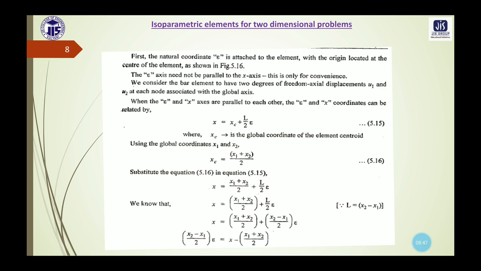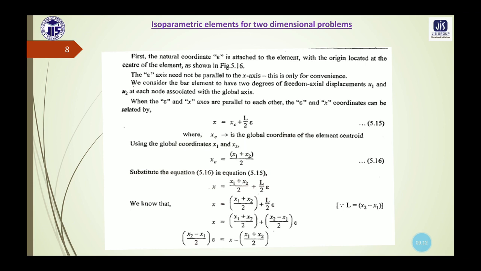Now we'll consider the bar element to have 2 degrees of freedom, axial displacements u1 and u2. These are at each node associated with the global axis. So these two displacements u1 and u2 corresponding to nodes 1 and 2 are the 2 degrees of freedom, the axial displacements for this considered bar element.